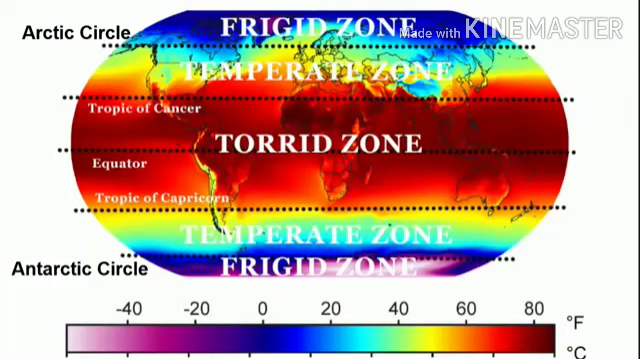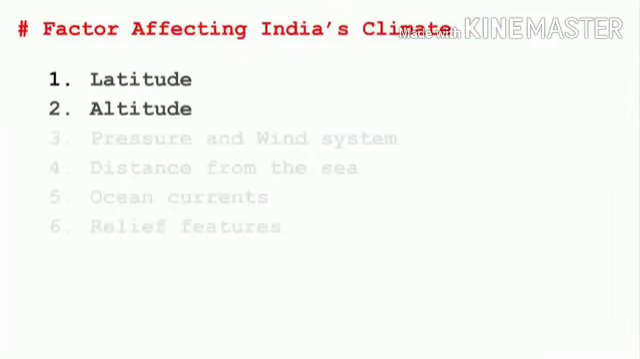As we go even further away, we have the frigid zone. It's cold and freezing out here. This area is between the Arctic Circle and the North Pole in the northern hemisphere, and in the southern hemisphere it is between Antarctic Circle and South Pole. So these were all the latitudinal changes that affect the climate of a place. The second factor is altitude. Altitude means height.